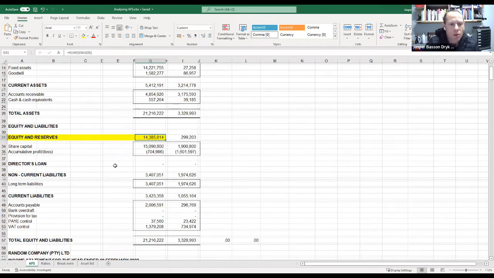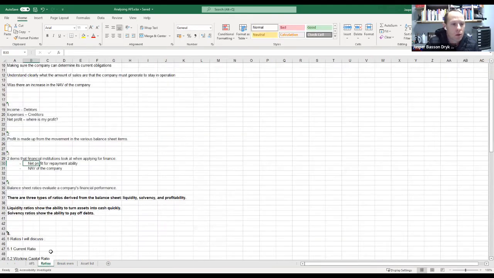Very important to note, this always needs to be positive for the bank, because they won't give you finance without it, but also for yourself, because you know your company is solvent and operating well and is on a good standing.